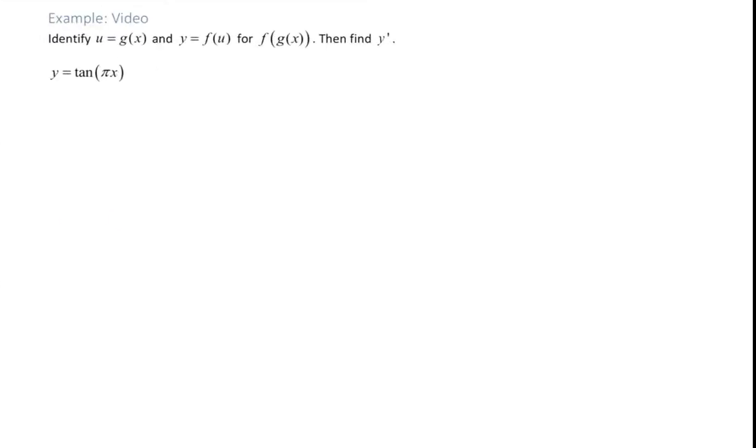In this example, again, we want to use the Leibniz notation, identifying the inner and outer parts to help us find the derivative. So the inner function, u equals g of x, in this case is pi x. Right? That's on the inside of the tangent function. The outer function, y equals f of u, in this case is tangent u.